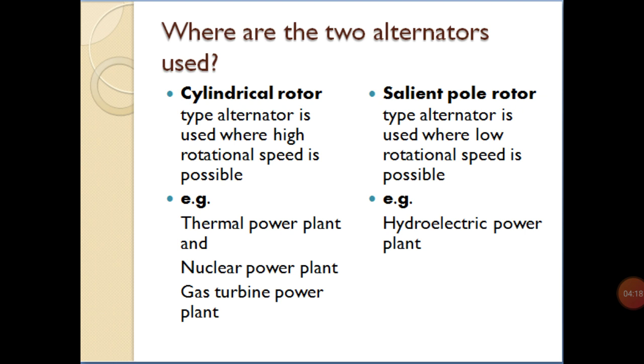Where are the two alternators used? The cylindrical rotor type alternator is used where high rotational speed is possible. Example: thermal power plant, nuclear power plant and gas turbine power plant. The salient pole rotor type alternator is used where low rotational speed is possible. Example: hydroelectric power plant.